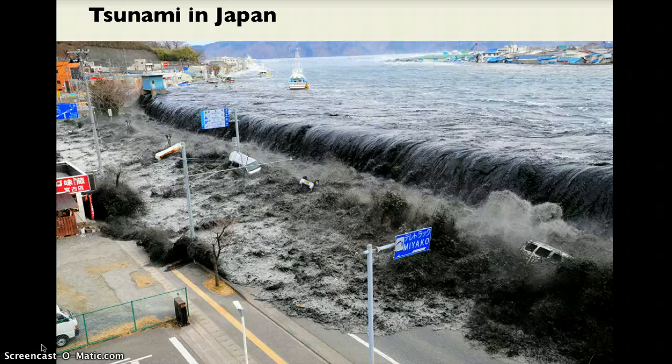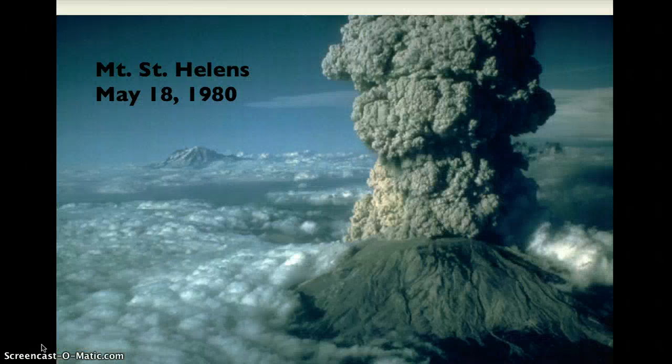Another thing that earthquake readings can give us is to help us maybe predict a little bit that a volcano is going to erupt. This is Mount St. Helens on May 18th, 1980. A unique thing about Mount St. Helens is that it had been dormant for over 130 years. Its last known seismic activity had occurred in 1850.